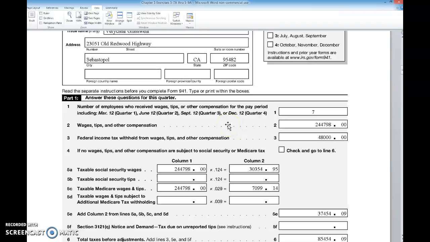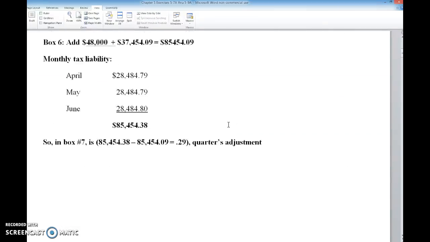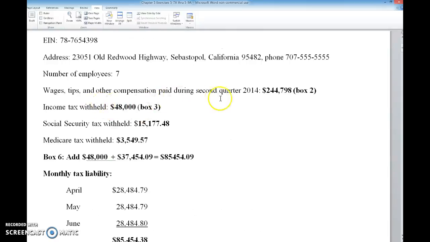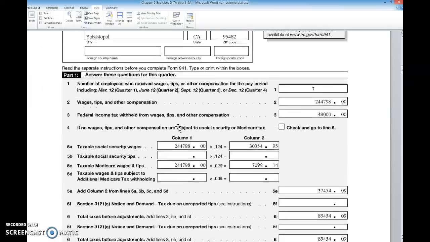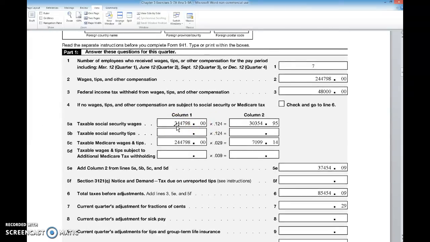Part 2 is the wages, tips, and other compensation. So the wages and tips in the second quarter are $244,798. And then in box 3, they give you the income tax that's withheld, which is $48,000. The Social Security tax withheld they give you is $15,177.48. And then the Medicare tax that is withheld is $3,549.57.